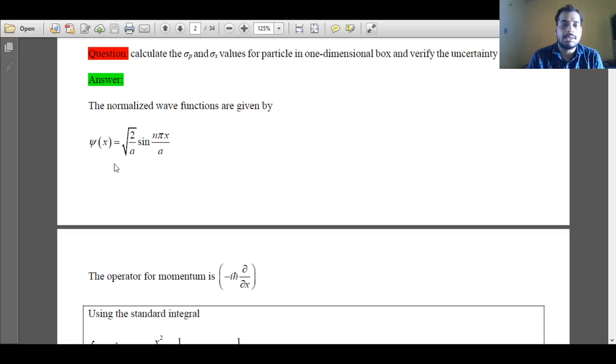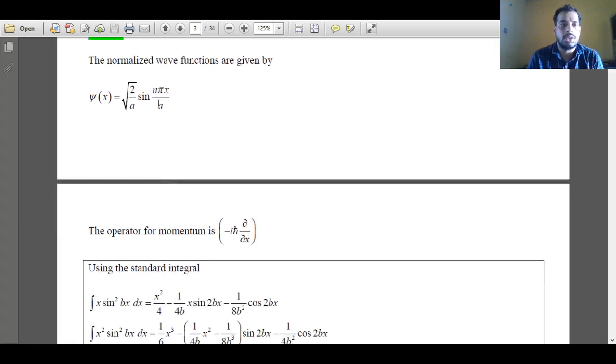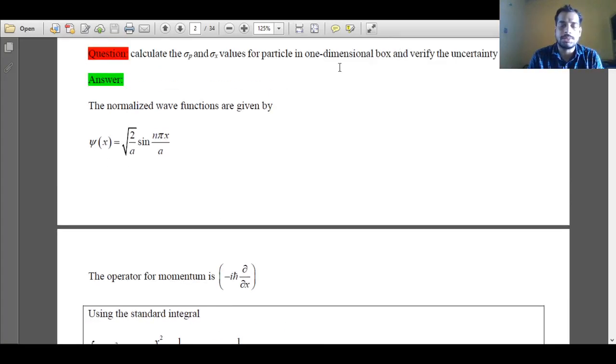So for a particle in a one-dimensional box, the normalized wave functions are given by root over 2 over a times sine of n pi x over a. What is a? a is the total length of the box, and x is the distance variable. And n is the quantum number, and n values vary from 1 to 3 like that. So this one we have discussed in the one-dimensional box.